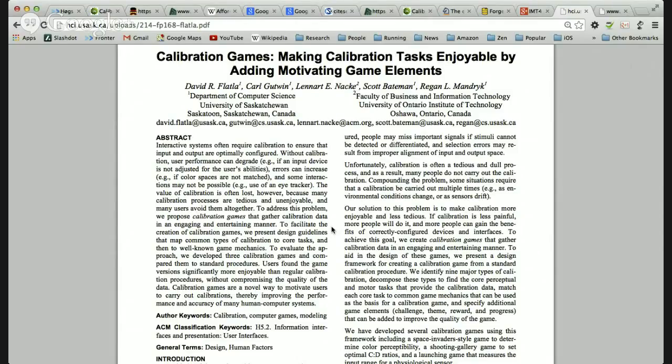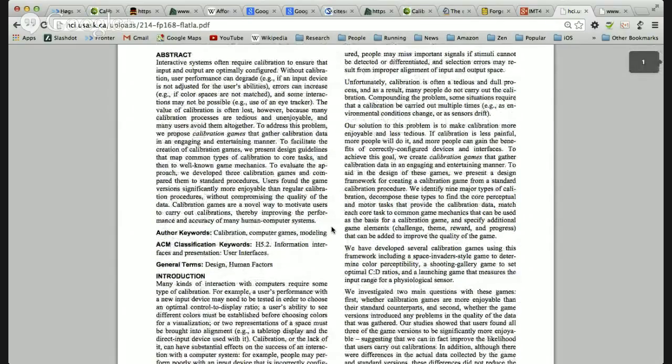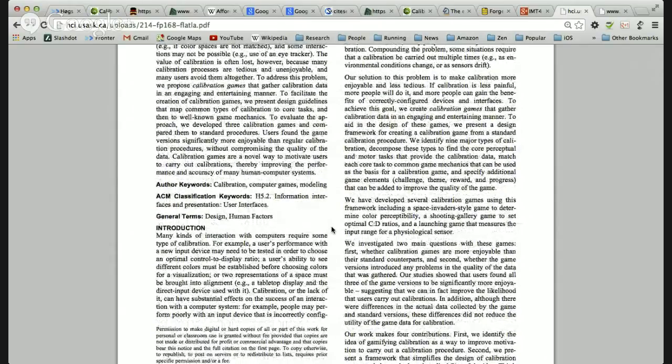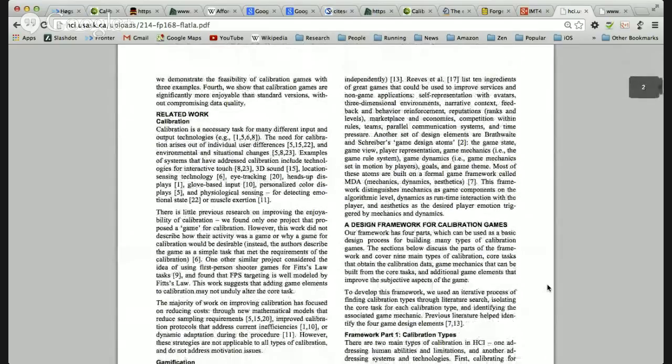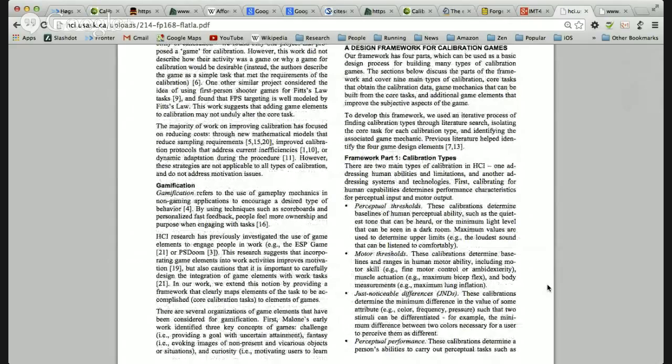And the solution that they have come up with in this paper is to make calibration more enjoyable by creating calibration games. And they have designed a framework for creating these games from a standard calibration procedure. And that's done by matching each four calibration tasks to a common game element. And they've also developed three calibration games according to this framework as examples, and have looked at basically two questions for each of those games: whether the game is more enjoyable than the standard calibration, and whether there's difference in the data that's collected.